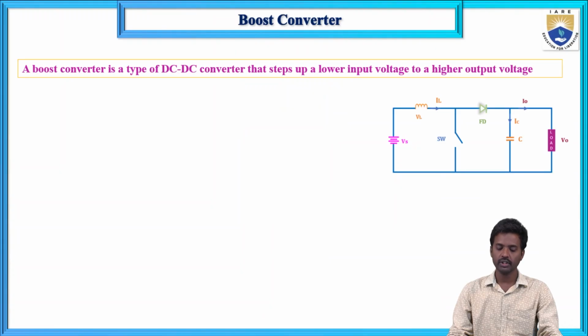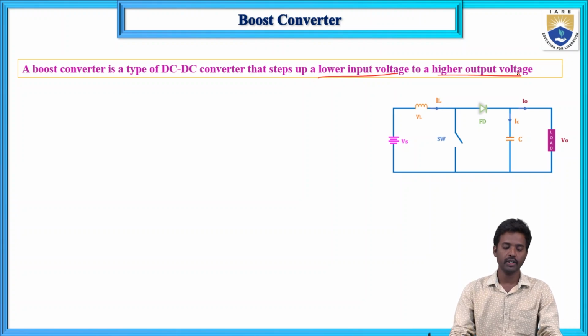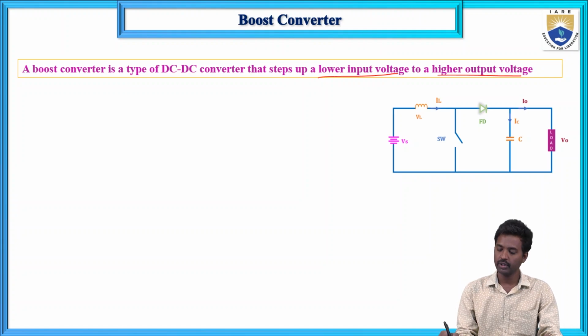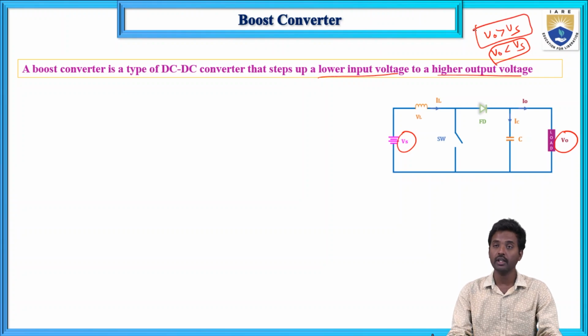Today we are going to have a discussion on the boost converter. Boost converter means lower input voltage and higher output voltage. A boost converter is a type of DC to DC converter that steps up a lower voltage to a higher voltage. Here Vs is the supply voltage and the output voltage is V0. So V0 is greater than Vs. In the case of a buck converter, V0 is less than Vs. This is the difference between a boost converter and a buck converter. Here the output voltage is greater than the supply voltage. We are boosting the voltage, so increasing the voltage.